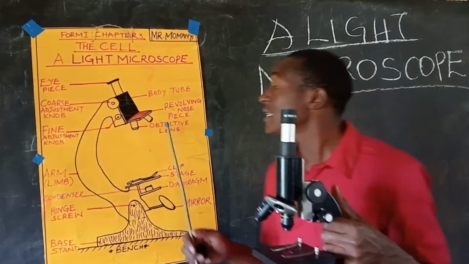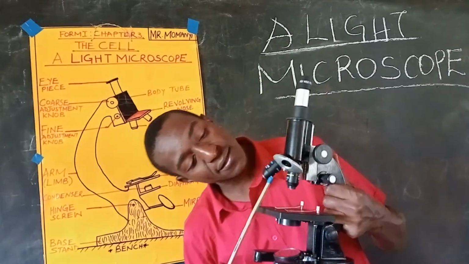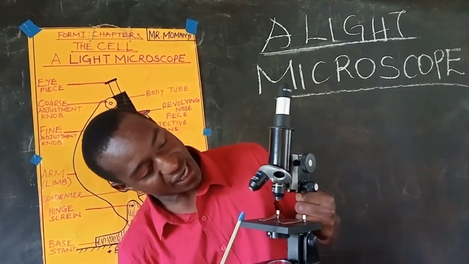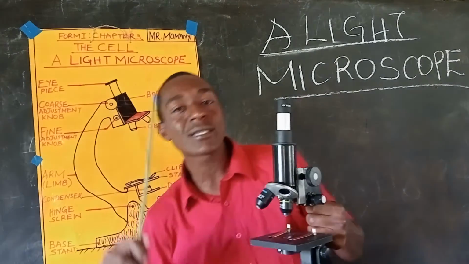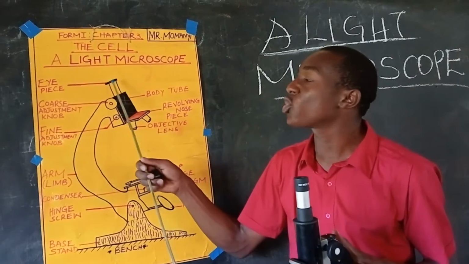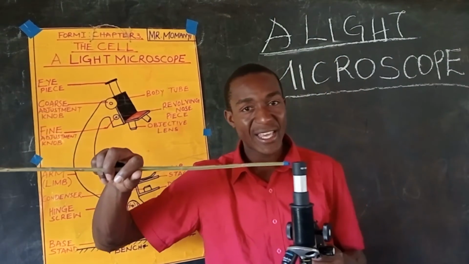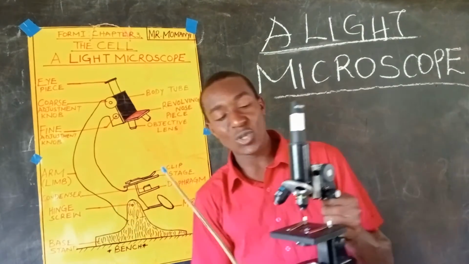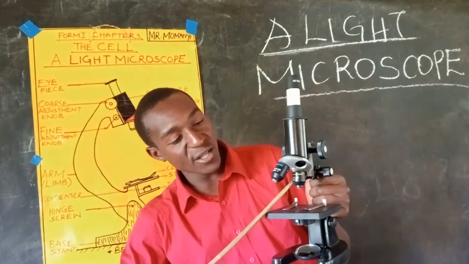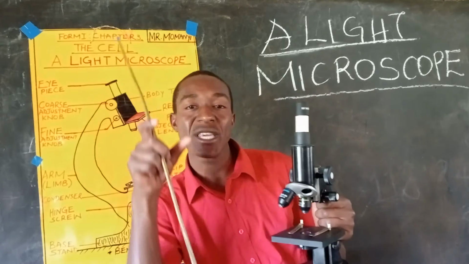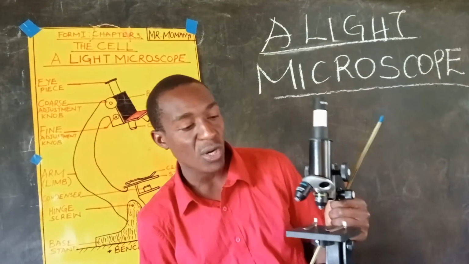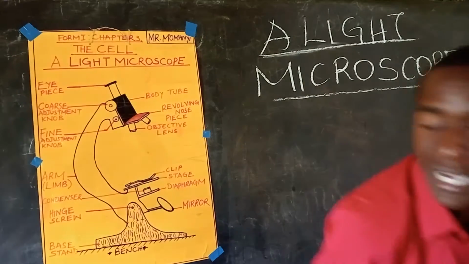We have objective lenses. My microscope has 2, but it is meant to have 3. There's another hole for another one here. These objective lenses work in combination with the eyepiece lens so that they can bring the desired magnification. So both the objective lenses and the eyepiece will be working in combination so that we can have what we call desired magnification.